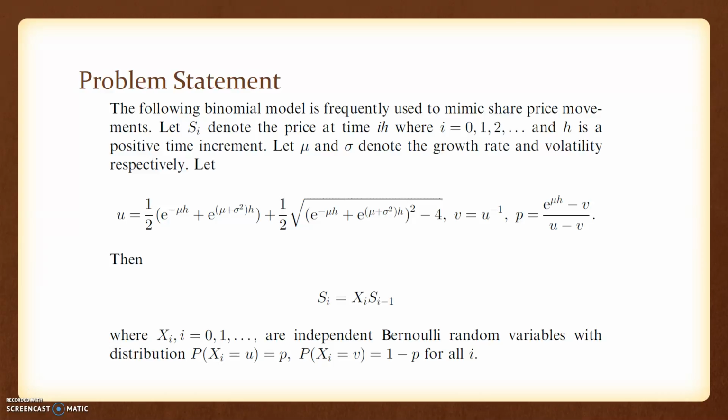So we're going to look at the problem statement, and basically it's a binomial model that is used to mimic share price movements. As you can see, that is the equation, a very long one. And then S subscript i is equal to X subscript i times S subscript i minus 1, where X i is in {u, v}, i = 0, 1, continuous, and are independent random variables with distribution P(X i = u) = p, and then P(X i = v) = 1 minus p for all i.